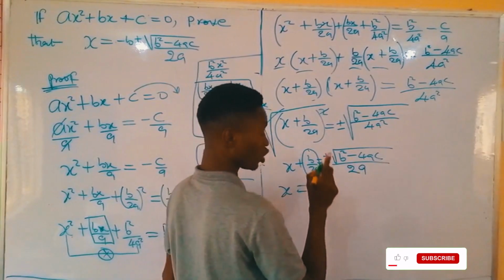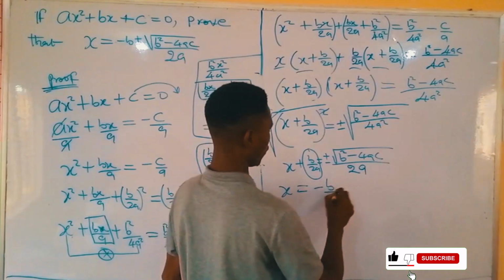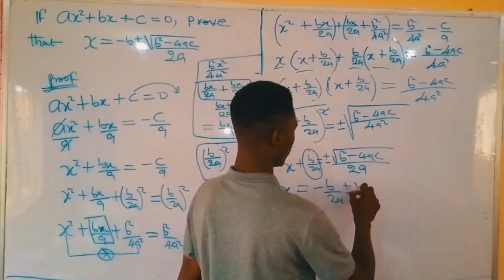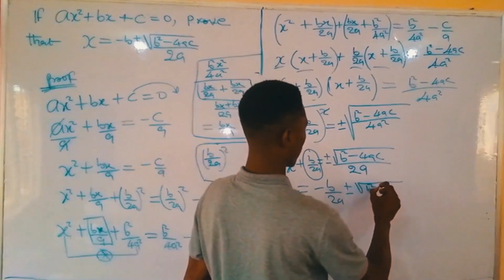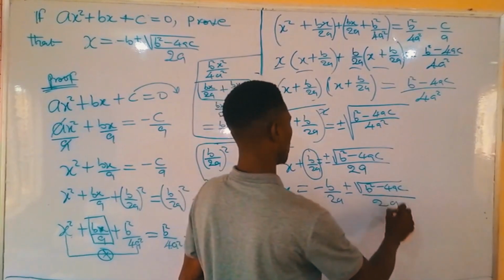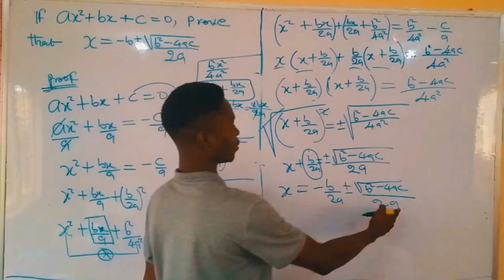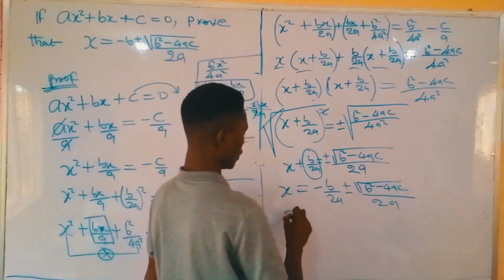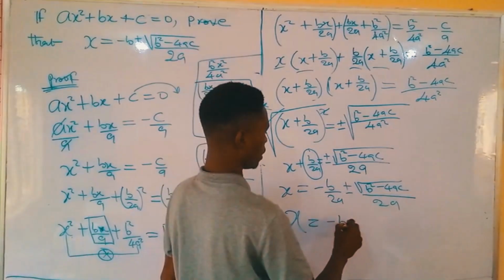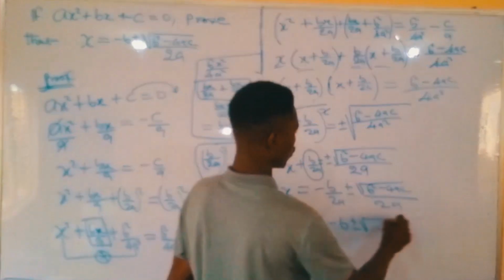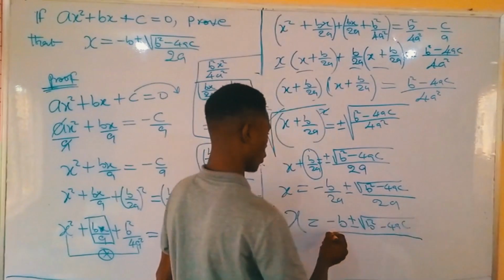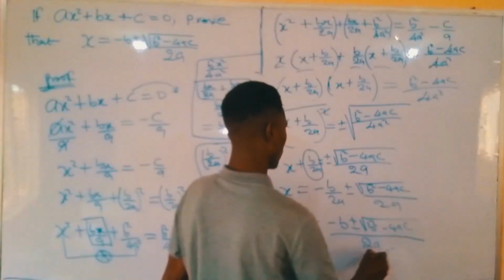So this is going to give us minus b over 2a plus or minus the root of b squared minus 4ac over 2a. They are fractions and the denominators are the same, so we pick one. Therefore, x is equal to minus b plus or minus the root of b squared minus 4ac all over 2a.